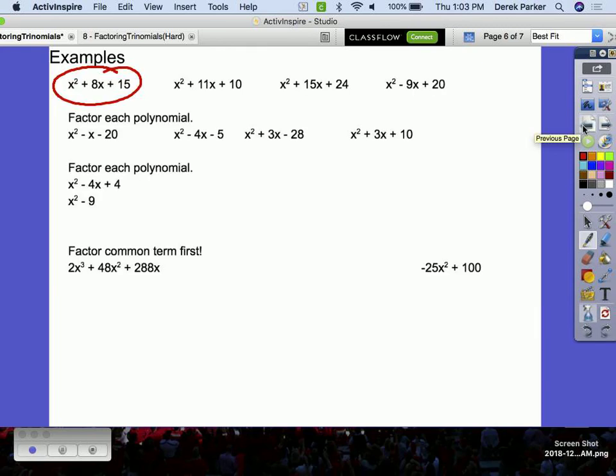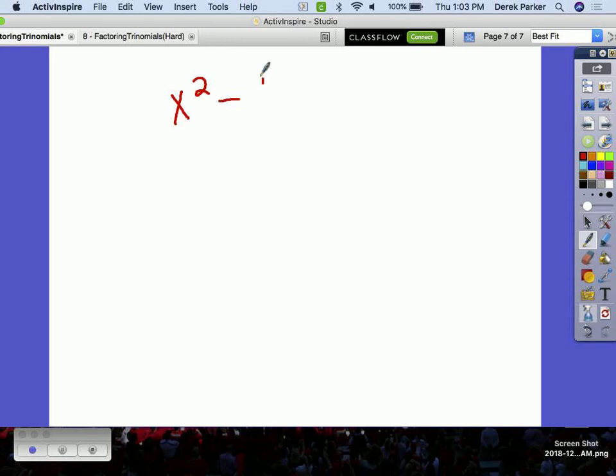Next, I'm going to do x squared minus 9x plus 20. As you may see, the constant is a positive, but your middle term is a negative. So what does that mean? Think about that for a second. What does that mean? That means your two middle terms are both going to be negative because a negative times a negative is a positive. Now, list out all the factors of 20.